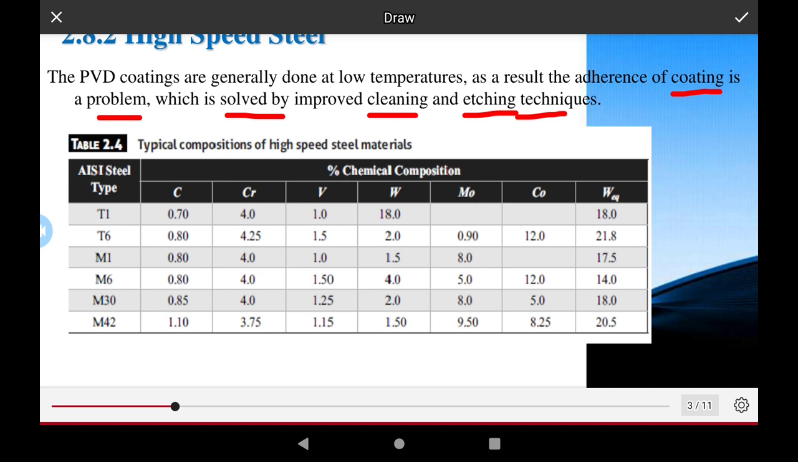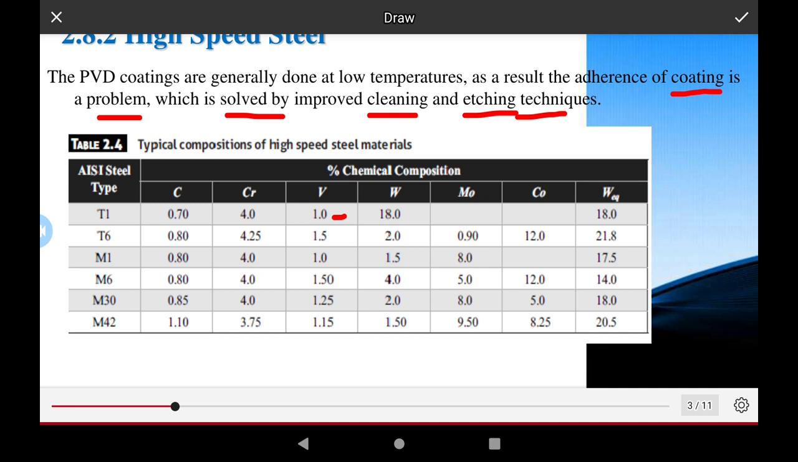AISI steel types and the chemical composition of the material. T1 is the name of the steel, with carbon content 0.7%, chromium 4%, vanadium 1%, tungsten W 18%, molybdenum 0.9%, and cobalt Co 12%, and the equivalent tungsten is 18%.